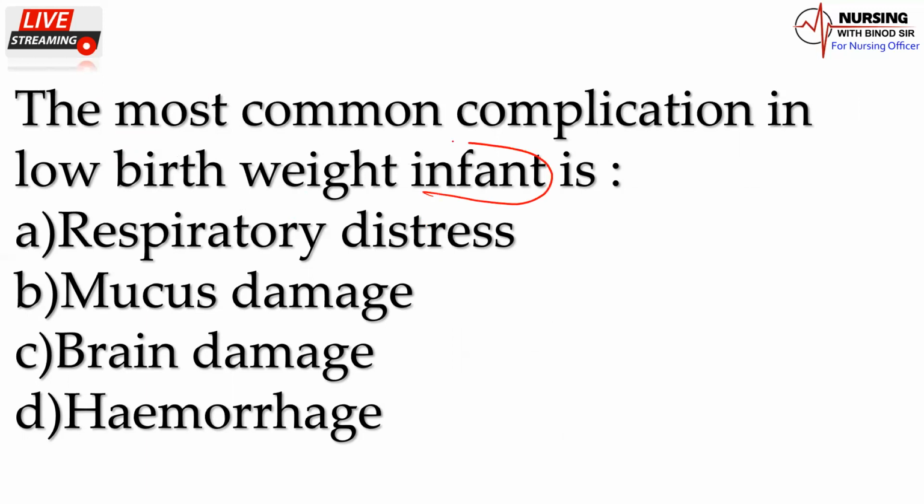The most common complication in a low birth weight baby is, instead of saying infant, you must mention baby. Low birth weight baby: respiratory distress, mucous damage, C option brain damage, D option hemorrhage. So your answer will be respiratory distress, the A option.